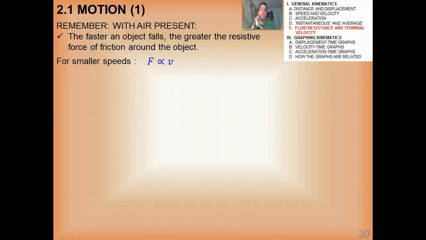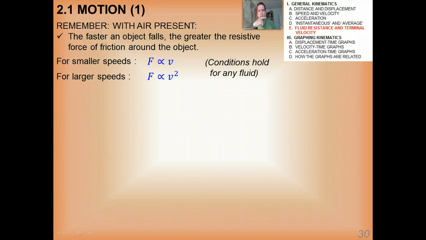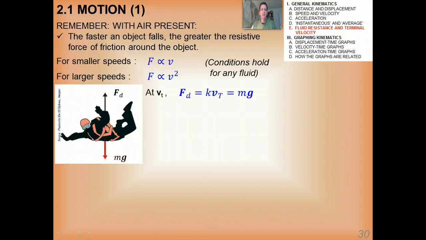Remember, with air present, the faster an object falls, the greater the resistive force of friction. For small speeds, it turns out that the resistive force is proportional to the velocity of the object. For larger speeds, and remember these conditions hold for any fluid, it turns out that F is proportional to v squared. Now, back to the skydiver, remember that F sub d equals mg. When I say small speeds, the speed of a skydiver would be more or less a small speed.